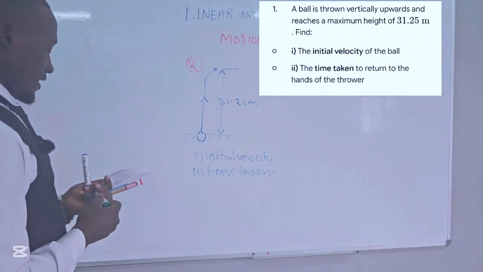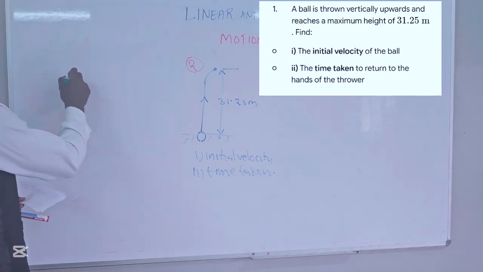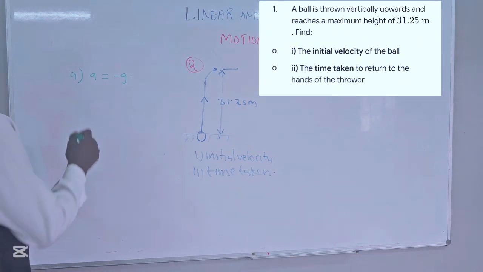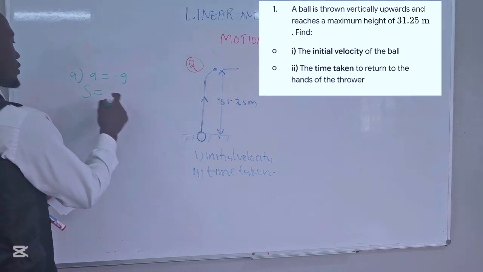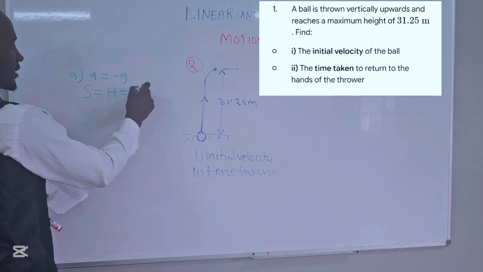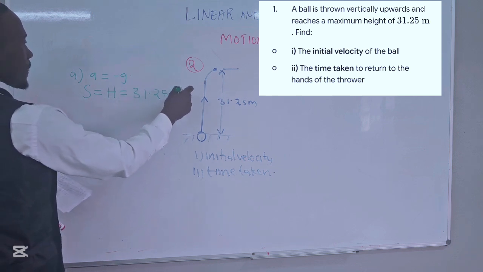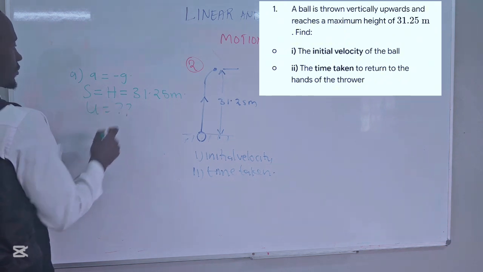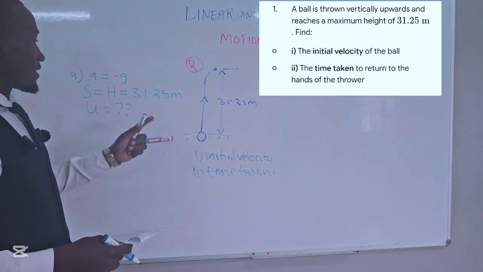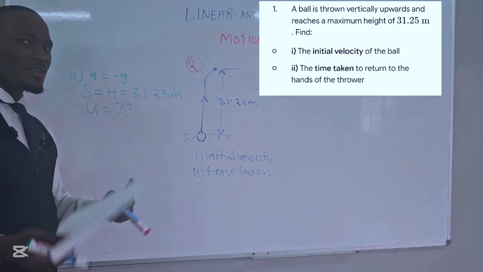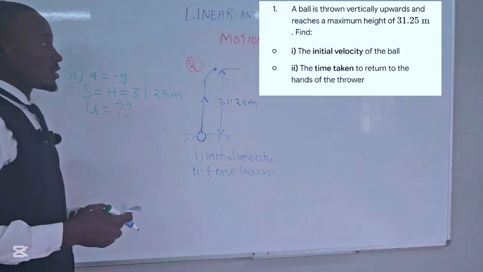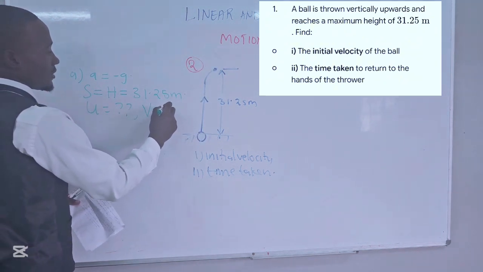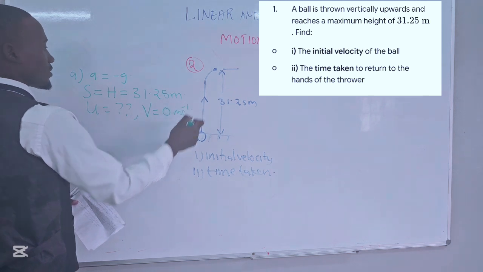So we know that that body is moving vertically upwards, so we are going to be having a negative acceleration. We are given the displacement, which is the same as the height, as 31.25 meters, and they want us to calculate the initial velocity. When this body attains this height, this is the maximum height it can attain. So the velocity at that point is 0.